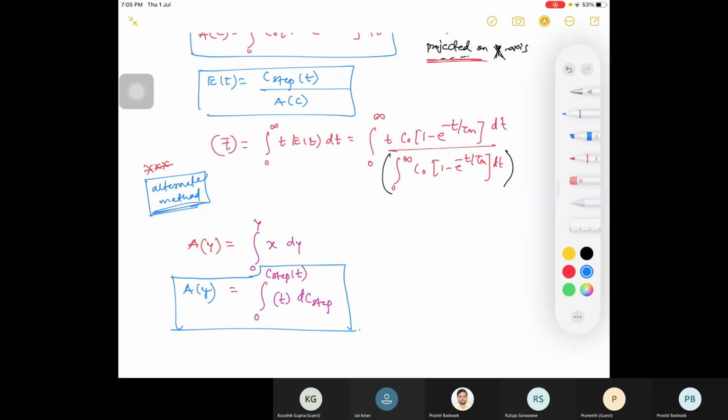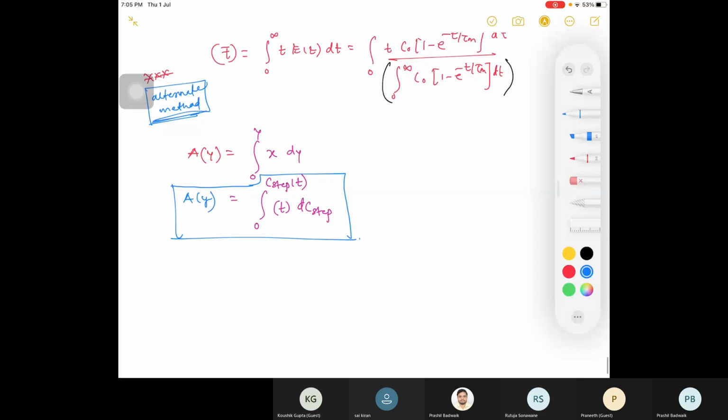Yes, right? Then next step, using your C step formula, calculate dC step.